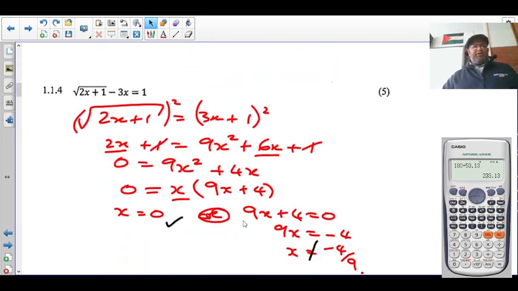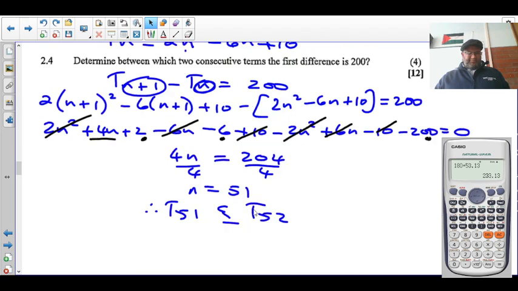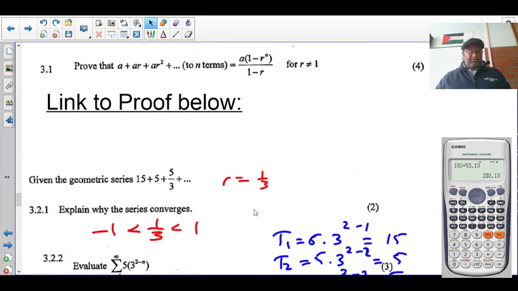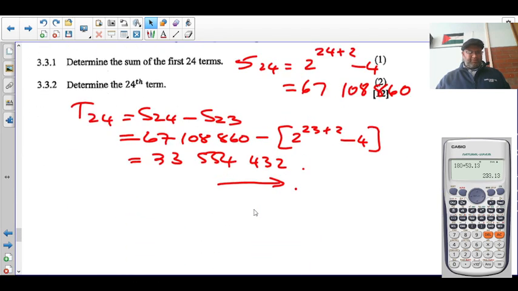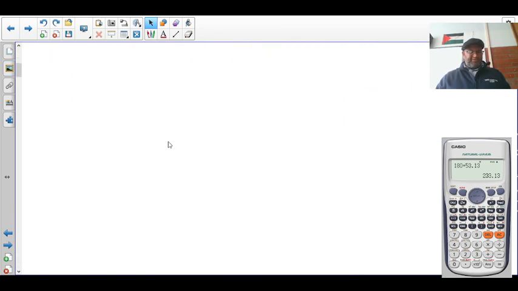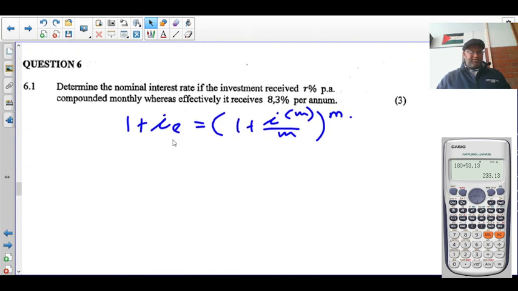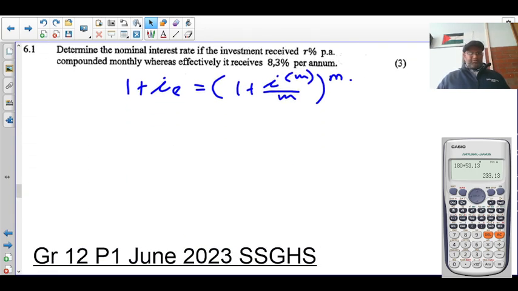Right, so at this point we are looking at the paper you guys have written. We got up until question 5. Hopefully we can finish this paper today. Okay, we started with 6.